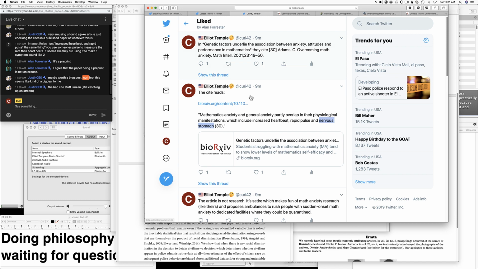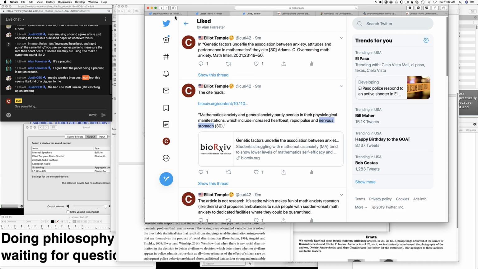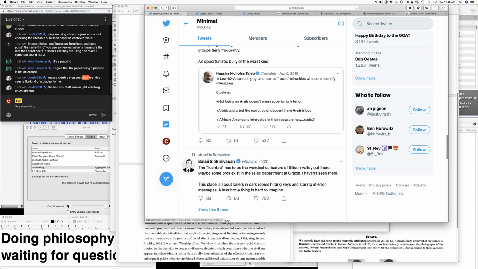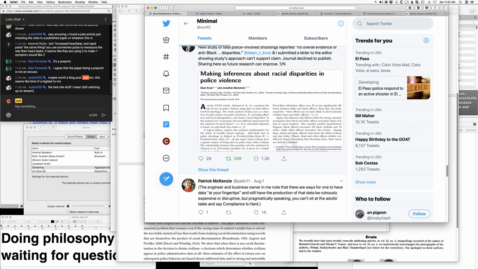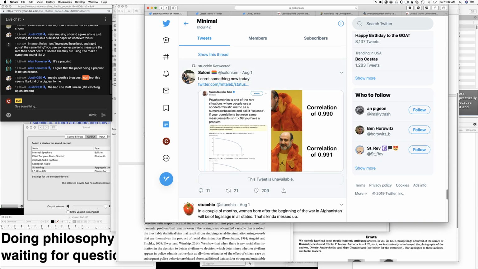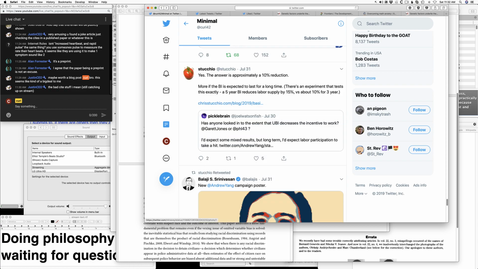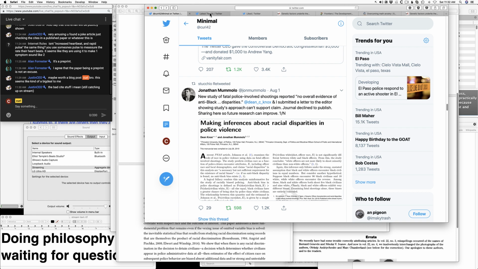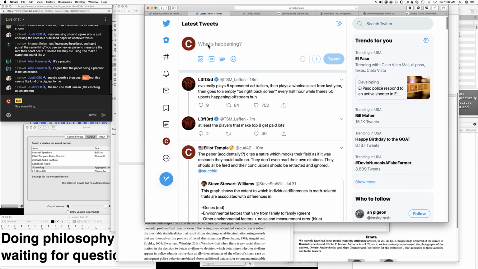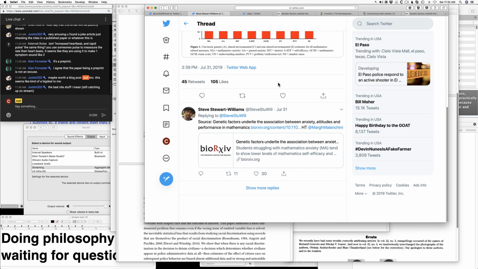I'll just go to my minimal feed. It shouldn't be hard to find. Scroll down. Look for a graph thing. Wait, where the fuck was it? Okay, let's just go to my own feed then. Okay, here we go. Not blocked yet.